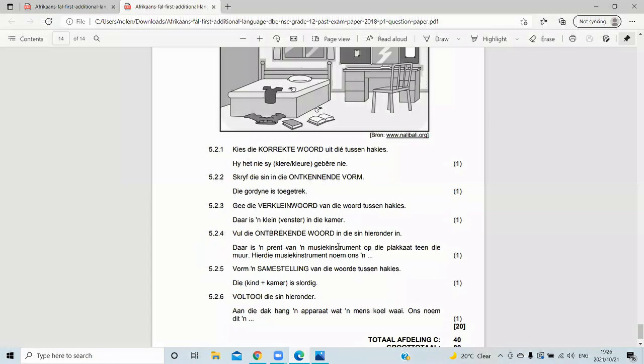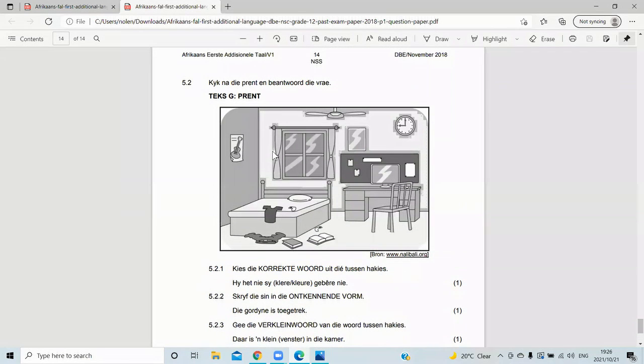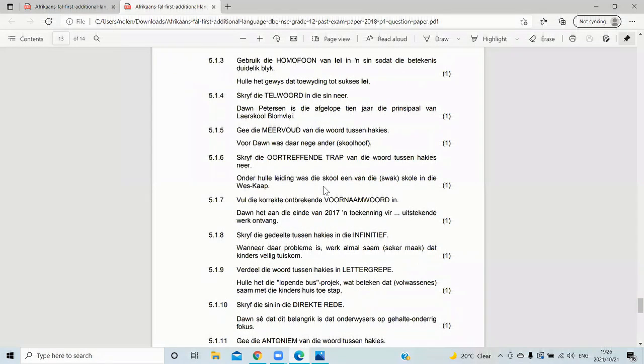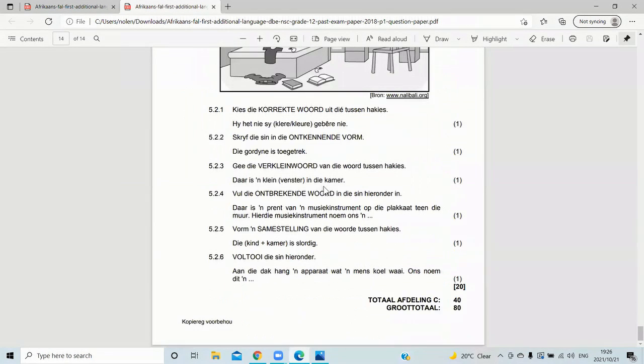Okay. Kies die korrekte woord. Let's just look at the picture. This looks like a bedroom. There's a kid's computer, clock, mirror or picture, I'm not sure. Computer, bed, clothes, books everywhere, and a guitar.